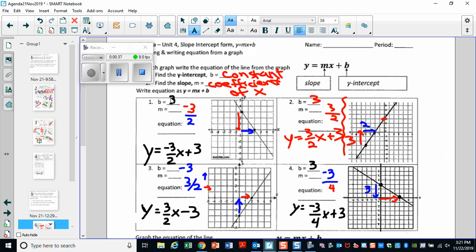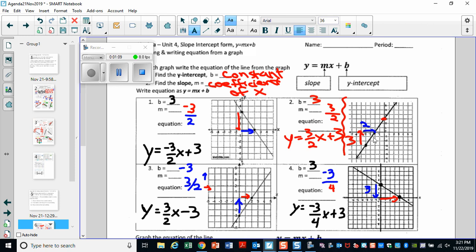So for this first problem, b equals 3, because our starting point is 0, 3. And notice how we first went down 1, 2, 3, and then we went to the right 1, 2. That's where we get our slope, m equals -3/2. And since we have a y-intercept and a slope, voila, we have an equation. Y equals -3/2x plus 3.